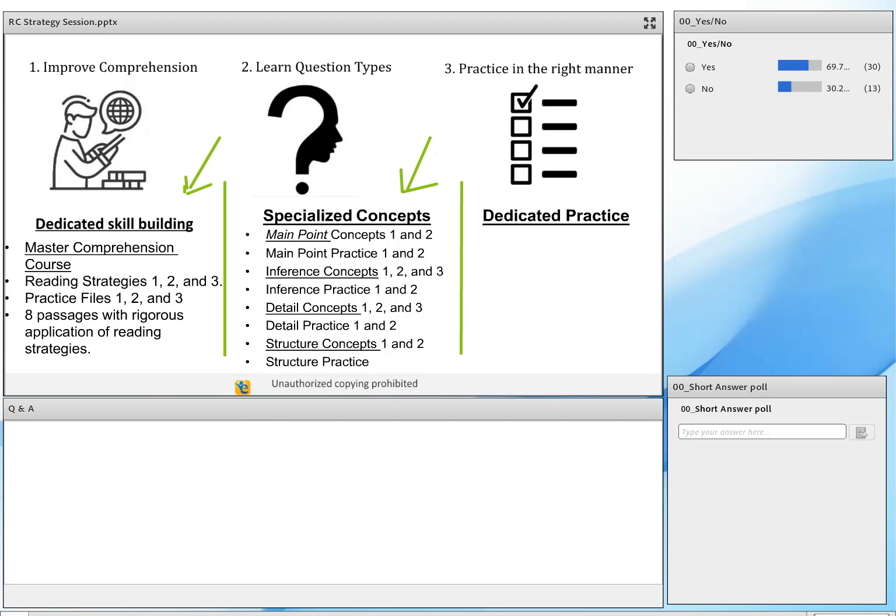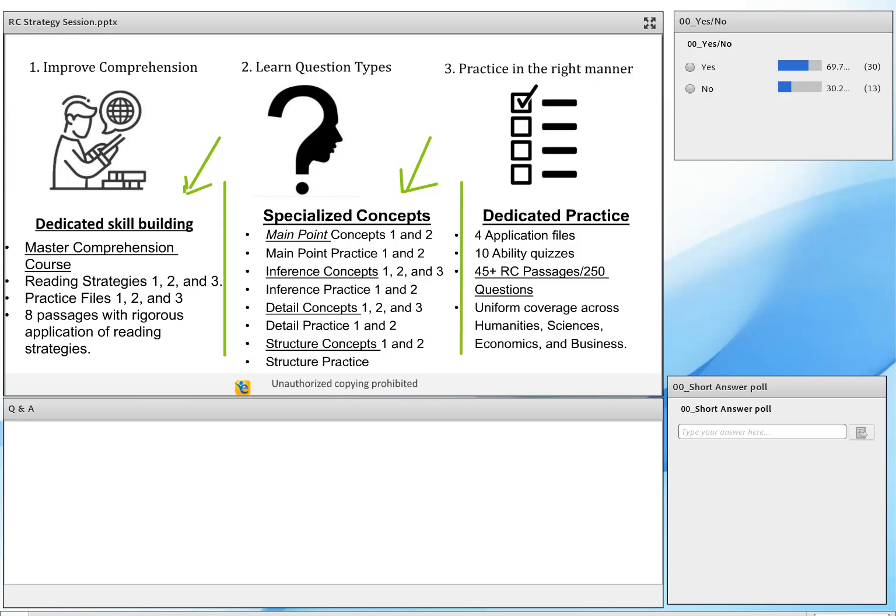Then comes the dedicated practice, not blind practice, not practicing thousands and thousands of questions, but really very dedicated, very targeted practice. And that's where you have the 4 application files in the course, and then you have ability quizzes and the ability to take custom quizzes in Scholar Rhenium. Okay. Overall, you have more than 45 passages throughout.